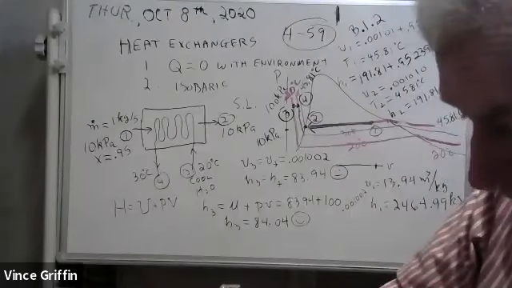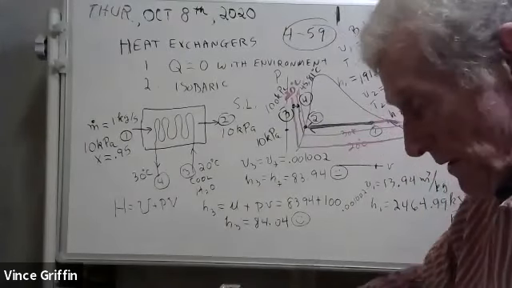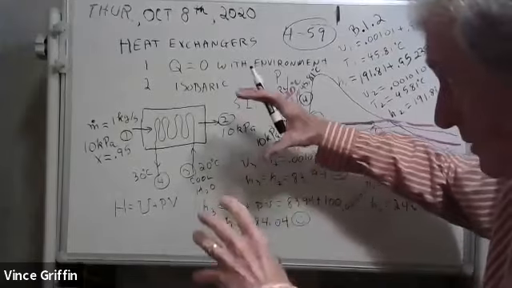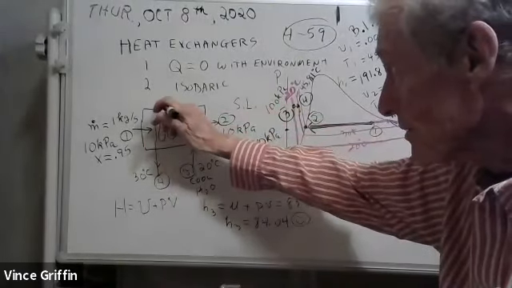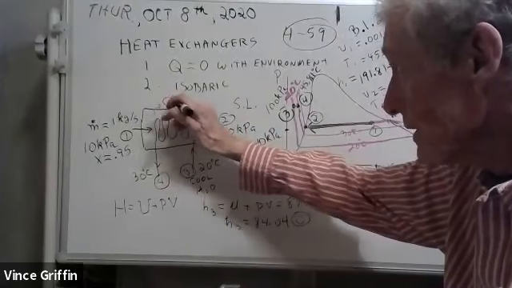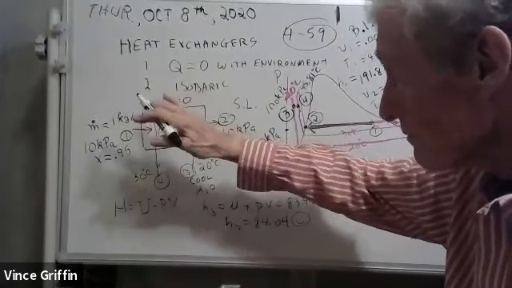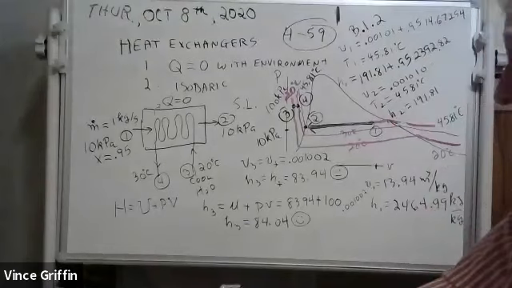Okay. So why do they label it 3 and 4 and not like 1A and 1B, or alpha and beta, or whatever you want? But see, what we got here is a box with no heat transfer to the outside. The Q here is 0 to the environment.